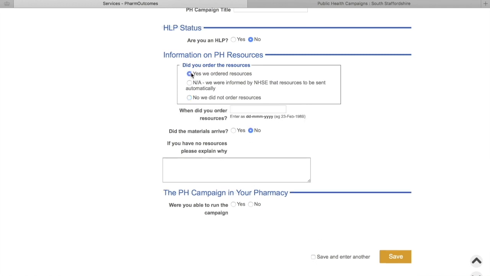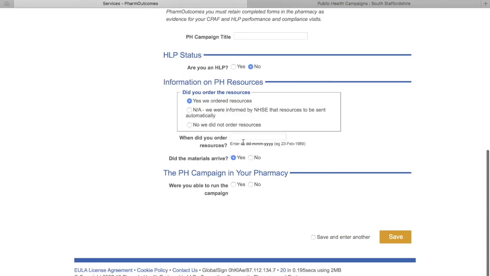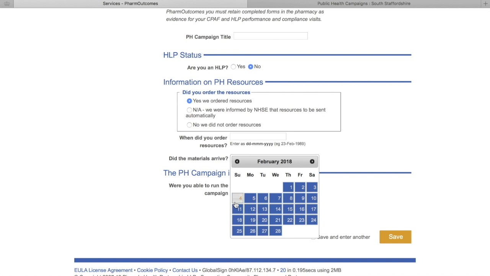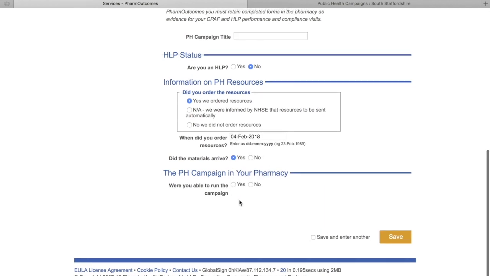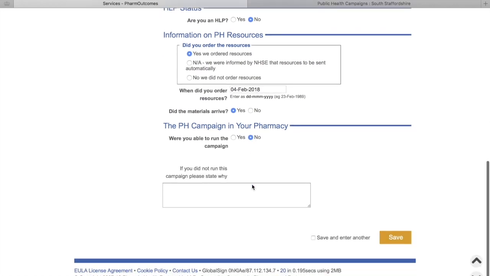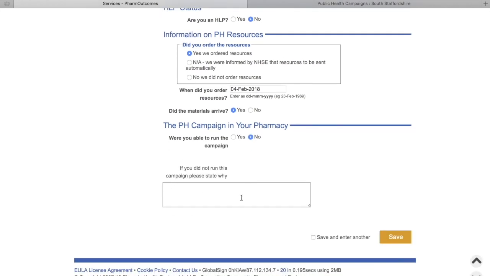So yes, we ordered them, and yes, they arrived. And I'm going to say I did them at the beginning of February. So were you able to run the campaign? If you say no, you weren't, you get a box here and you've got to say why. So again, if you didn't get the resources, you need to put some information in there, and if you did chase the resources, do say that, so that Public Health England can be chased up about that, and also NHS England know that you're meeting your contractual requirement because you are trying to run the campaign.